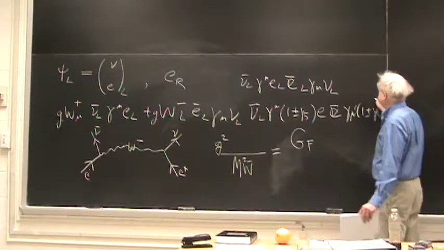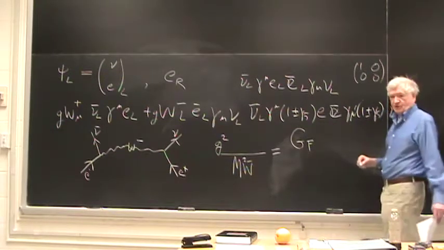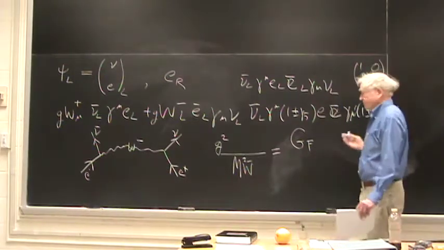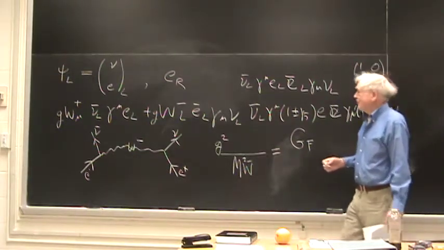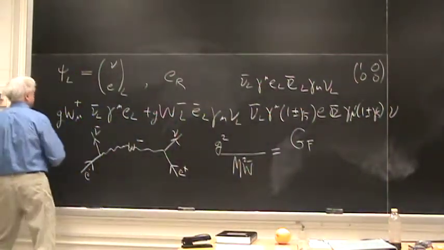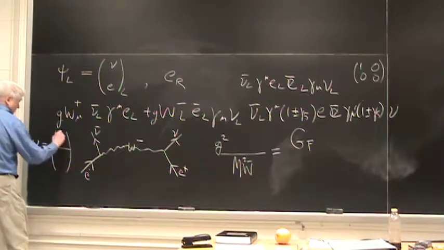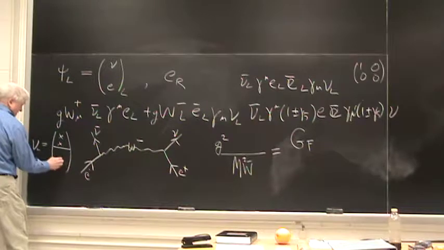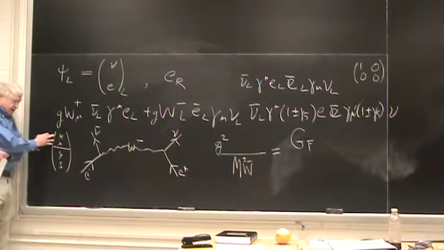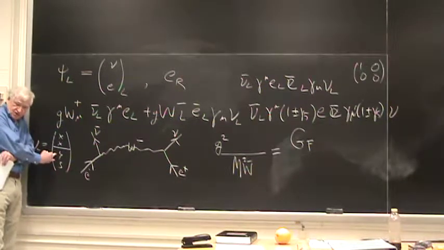In fact, whatever this thing is, it's a 4x4 matrix that's 1, 0, 0, 0. So it just projects out the left-handed part. The left-handed nu L is just a two-component object? That's right. Nu L is the first two components of the four spinor. So this transforms under left-handed Lorentz transformations, right-handed Lorentz transformations.